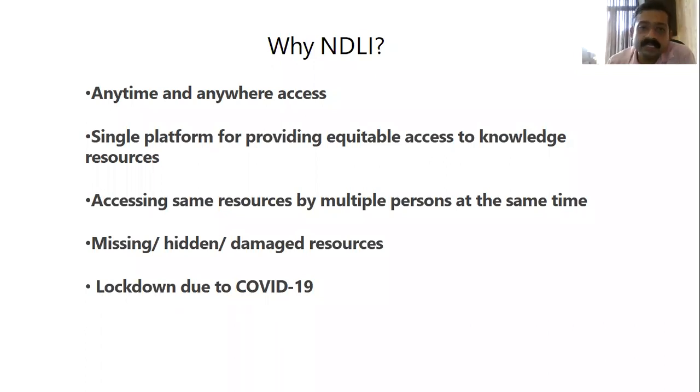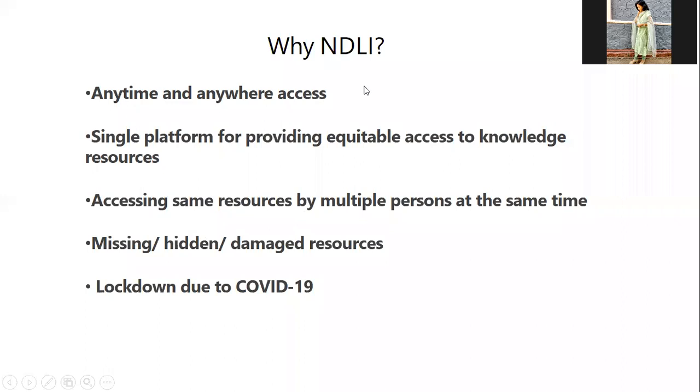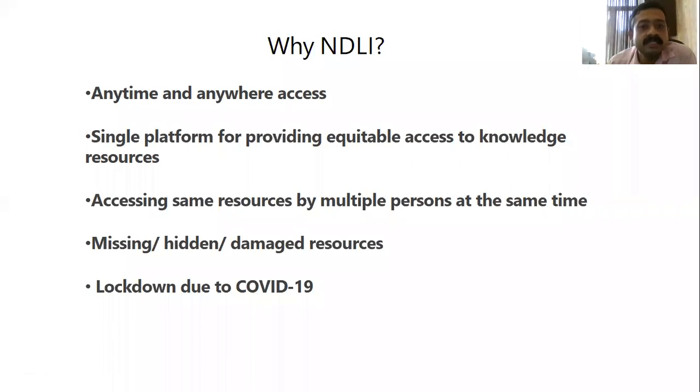For example, if you get an assignment, you first go to NDLI. Then you will get some leads. Similarly, what is the main advantage of this digital library? You can access the same resources by different persons at the same time. So that's why NDL is very much important. These first three reasons itself are the characteristics of a digital library.